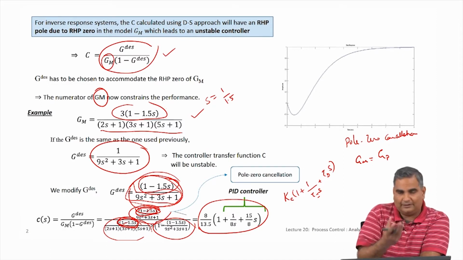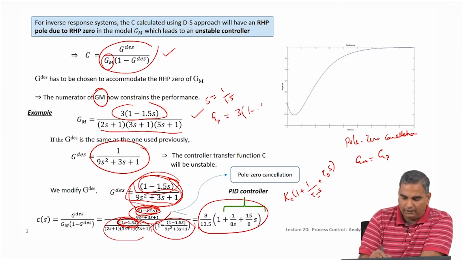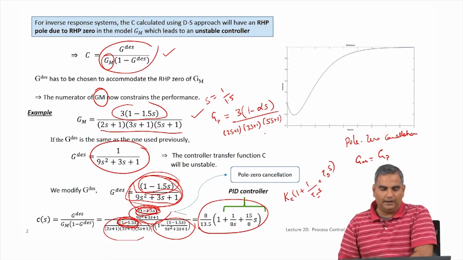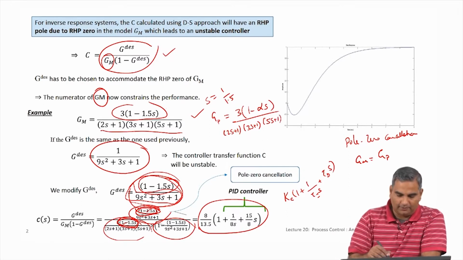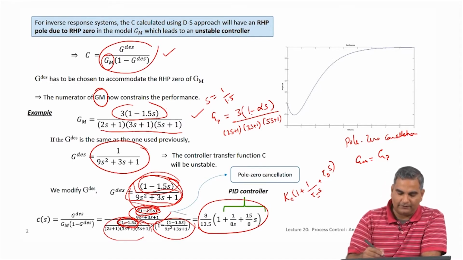So, this model is actually a conceptualization. The true process could actually be something, just to make a point, like 2s plus 1, 3s plus 1, 5s plus 1. The true process could have the very same structure, the denominator being the same, but the numerator slightly different from this 1 minus 1.5s, say 1 minus alpha s, maybe alpha is 1.6 and so on.